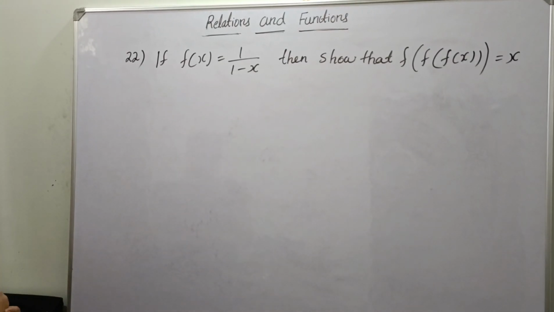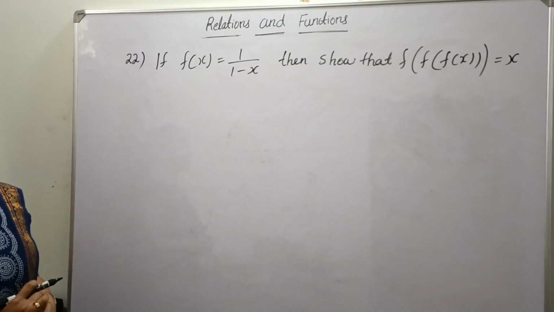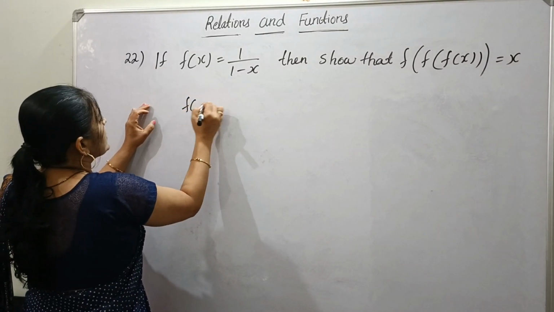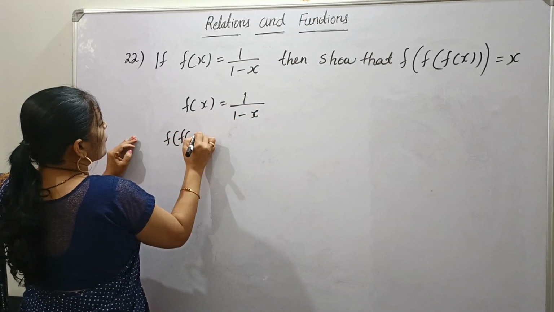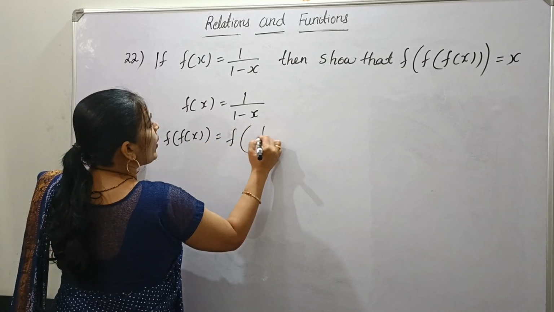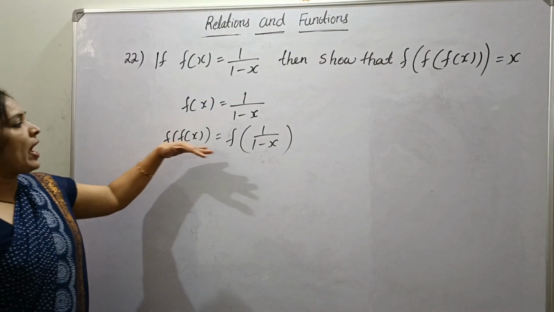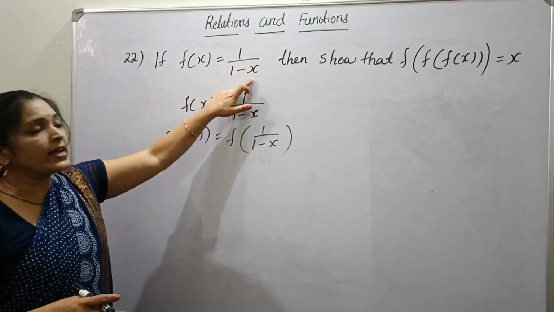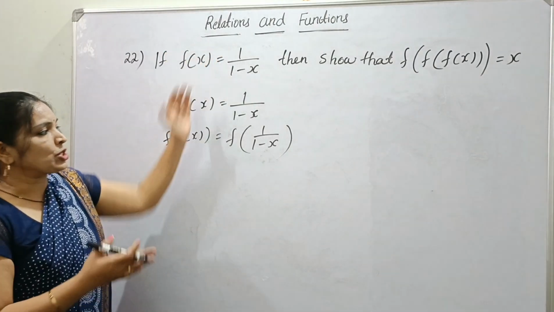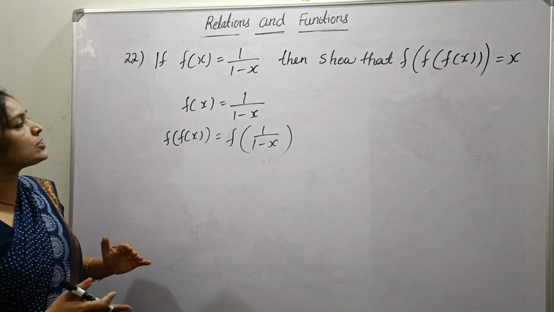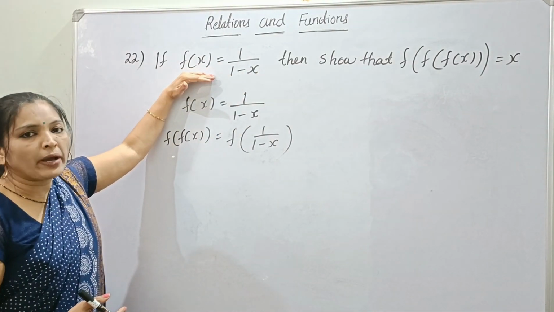If f of x is equal to 1 by 1 minus x, then show that f of f of f of x is equal to x. So here given f of x is equal to 1 by 1 minus x. So what is f of f of x? That is nothing but f of 1 by 1 minus x, right? Because f of x is 1 by 1 minus x. So here we have to substitute, that is, in place of x, see what is f of 1 by 1 minus x? f of x is this one. So in this expression, in place of x you should substitute 1 by 1 minus x, right? Because f of x is equal to 1 by 1 minus x.